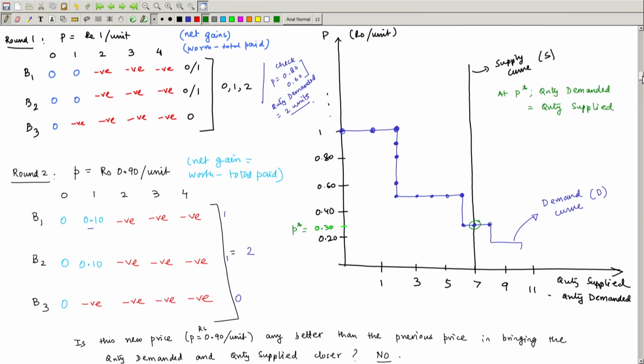So, that is the price at which the two things are equal. So, this is sort of the equilibrium price. p star equal to 0.3 is what I will call the equilibrium price.